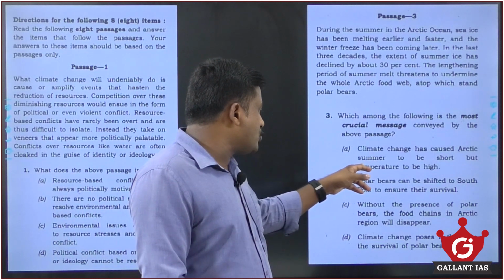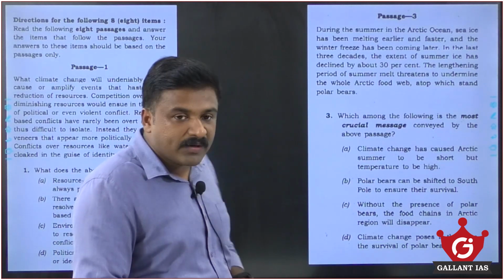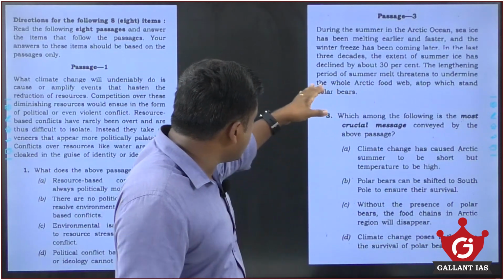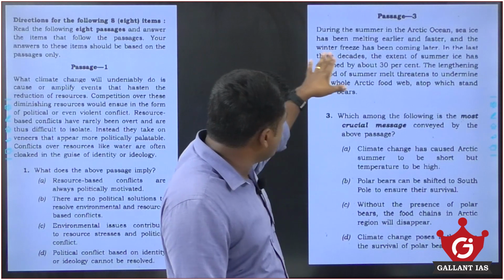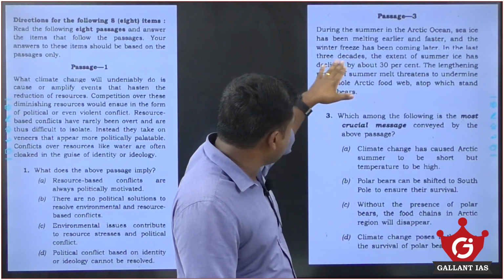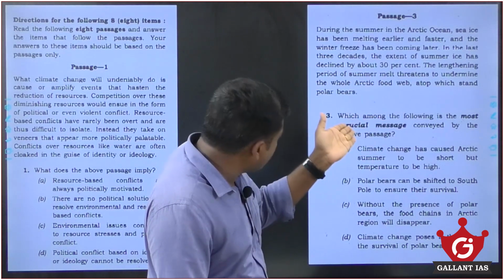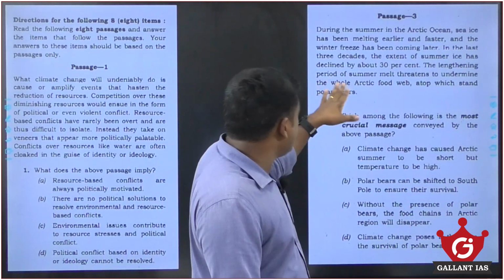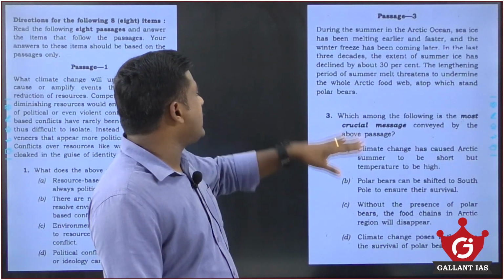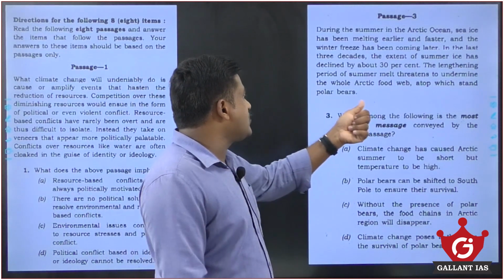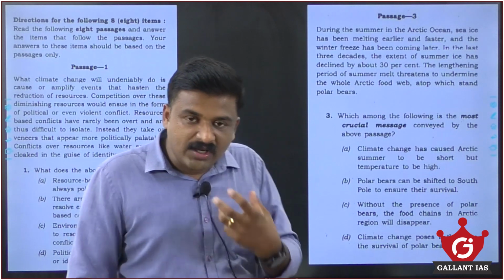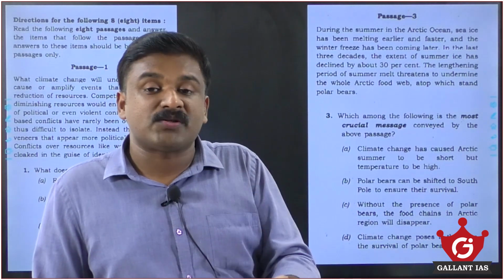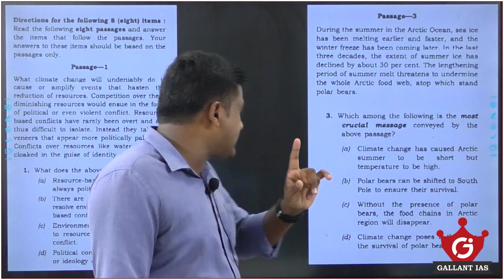The first choice says climate change has caused Arctic summer to be short but temperature to be high, which is a totally contradictory idea. Very simply, the passage says that during the summer, ice has been melting earlier and faster, and winter freeze has been coming later. Then in the last 3 decades, the extent of summer ice has declined by 30%. The lengthening of the summer melt threatens to undermine the food web. So the first choice itself is contradictory to what the passage discusses. Okay, so I eliminated that one.